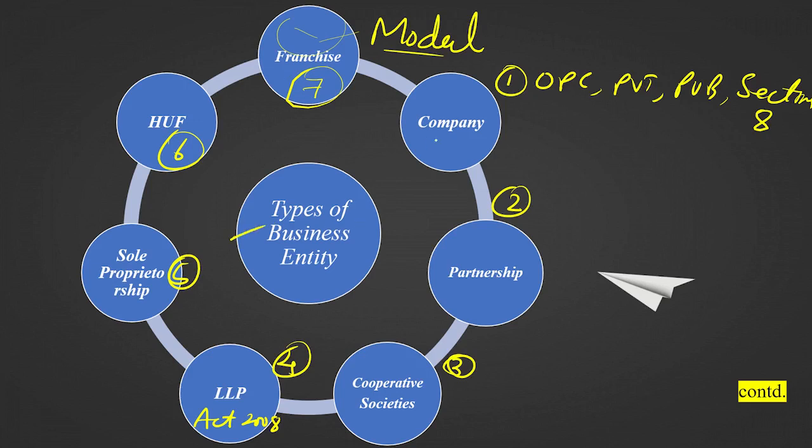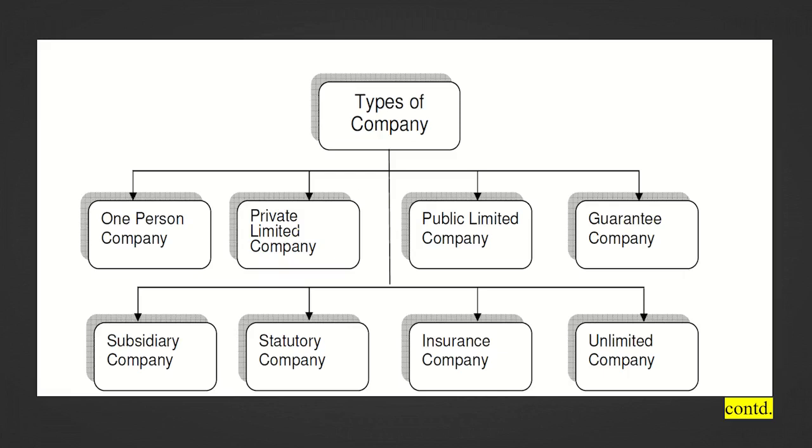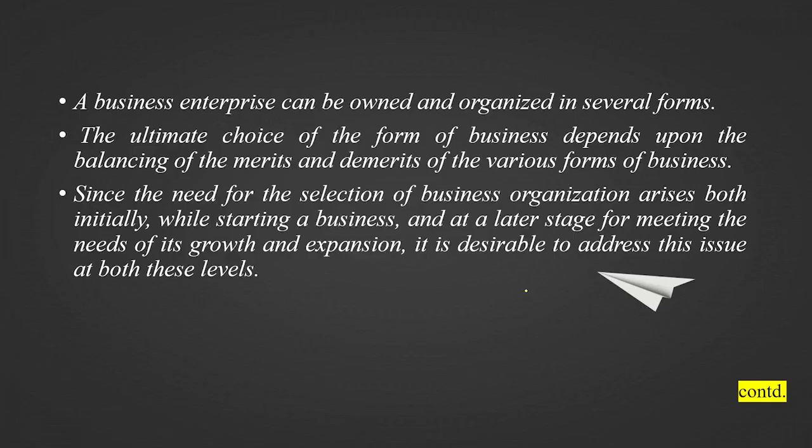So when you're a franchisee, you should be registered under any one of these. As you can see, there is nothing called franchisee registration itself. It is a form for you to run the business. It is not a form of business, it is a form for you to run the business. So as you can see here, we have one person company, then private company, public company, and in that again company limited by guarantee, subsidiary, statutory company, insurance company, unlimited company. So you should just know the brief types, which one you are going to start.